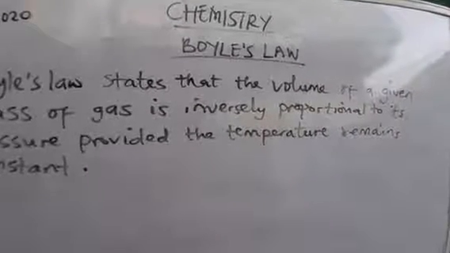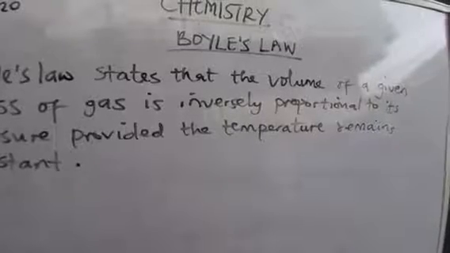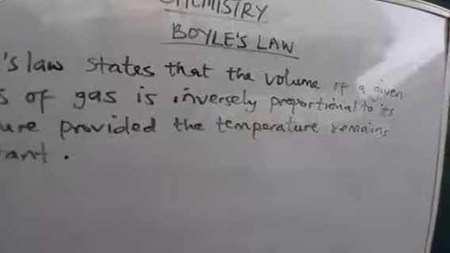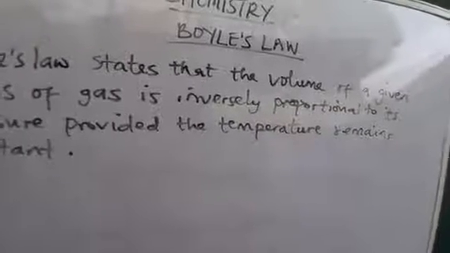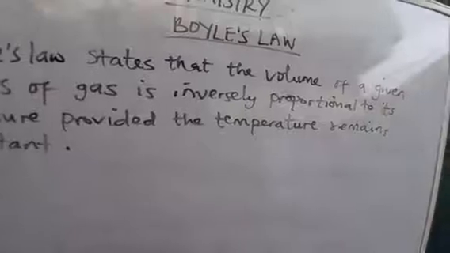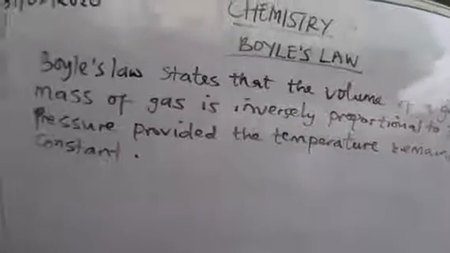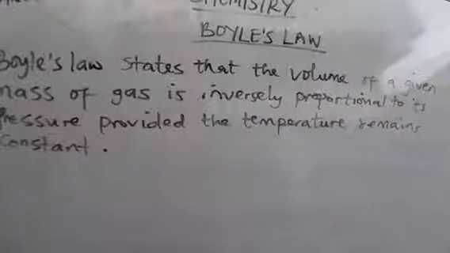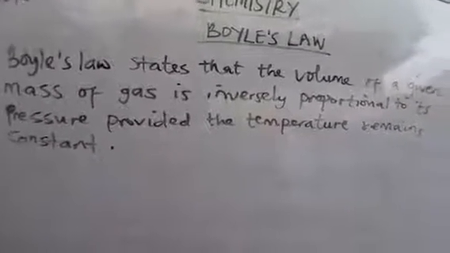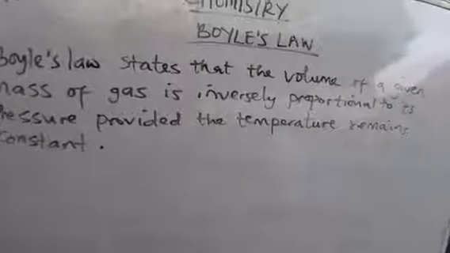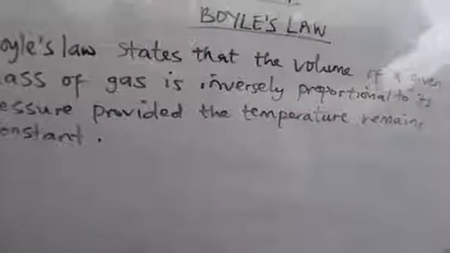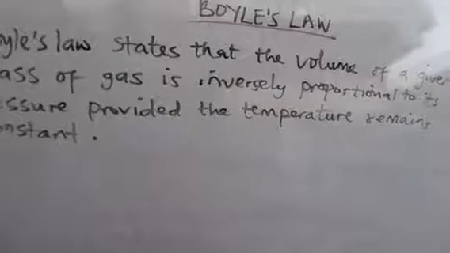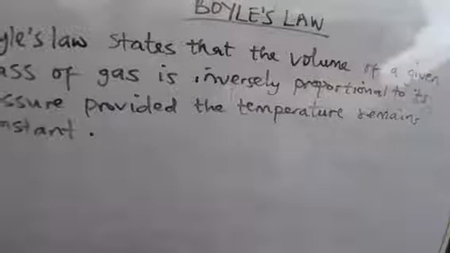Boyle's Law states the relationship between volume and pressure of a given gas, and it was first stated by Robert Boyle in 1662. This law states that the volume of a given mass of gas is inversely proportional to its pressure, provided the temperature remains constant. According to Boyle's law, volume of a gas increases as the pressure decreases and vice versa.